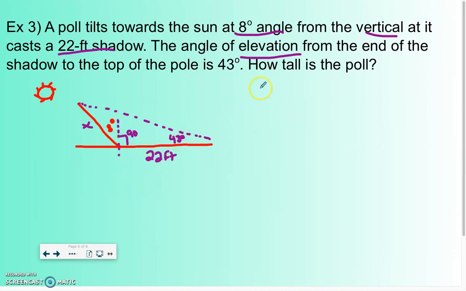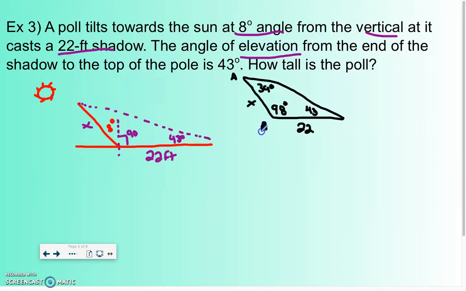Again, I like to just redraw the triangles to make sure that I have every piece of information. I know this is 98 degrees with the fact that these two add up. I don't know this distance. I know that this is 22 feet. And that angle over here is then going to be 43 degrees. So if we take 98 plus 43 and subtract that from 180, we get 39 degrees. So 39 degrees is this top angle.